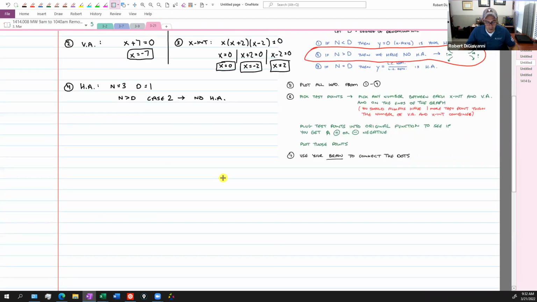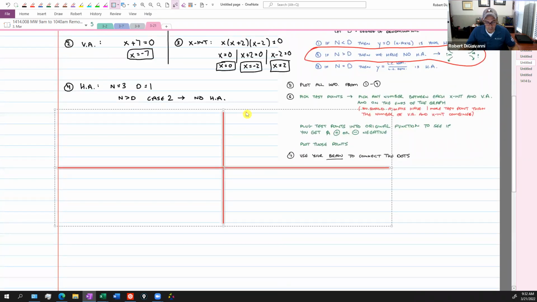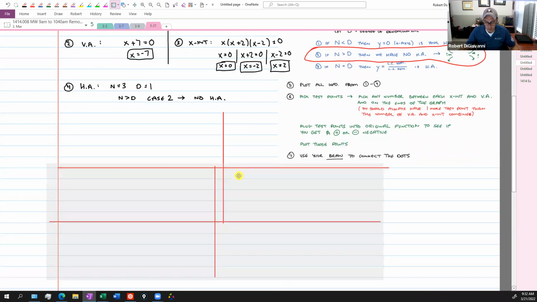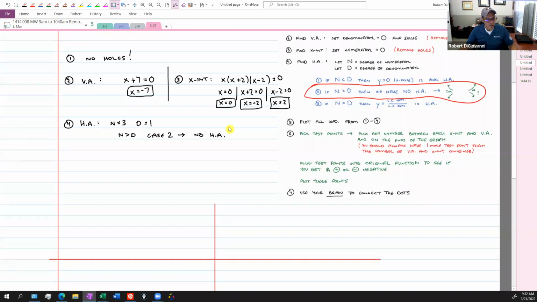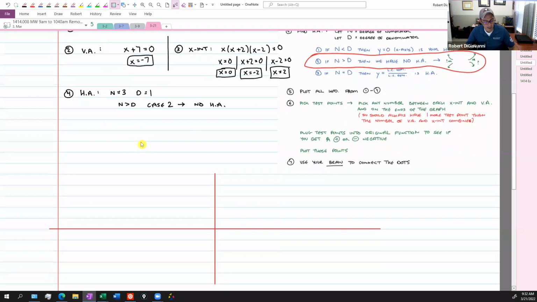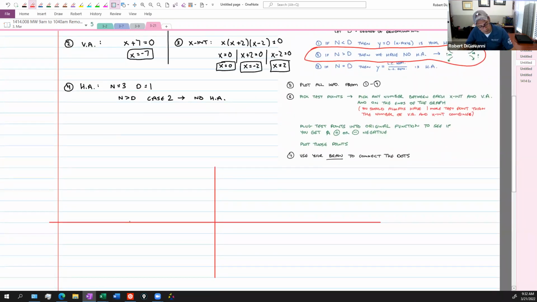All right, so for my graph, let me put this right here. Whoa, that worked out. Okay, so here's my information. First, I have a vertical asymptote at -7. So I'm going to go over here and say that's -7 there. I have a vertical asymptote here.